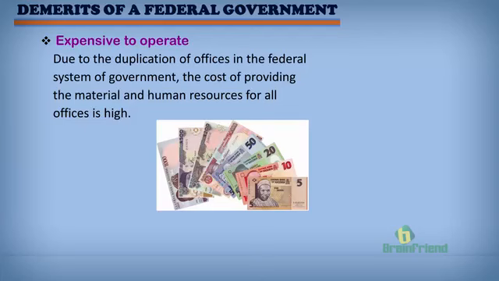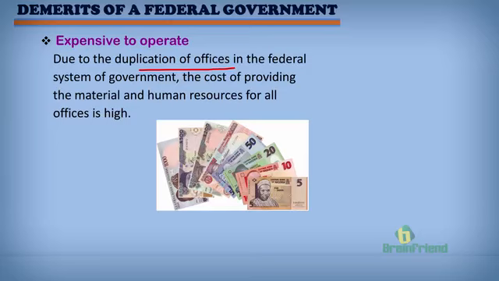Another disadvantage is that it is expensive to operate. The federal system of government is an expensive one to operate, and this is because of the duplication of offices in the federal system of government. We had established the fact that offices you find at the central government are also found in the states and most times the local government areas.